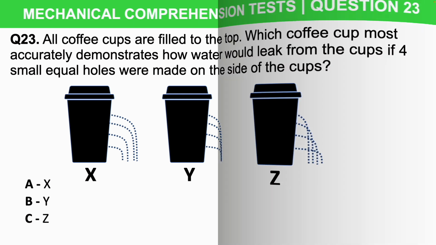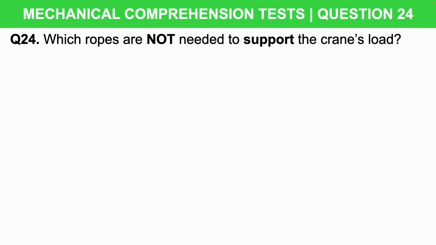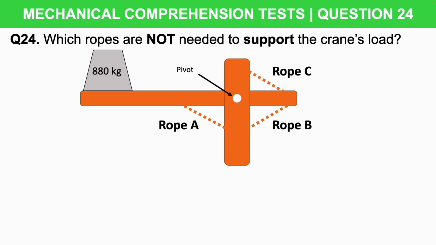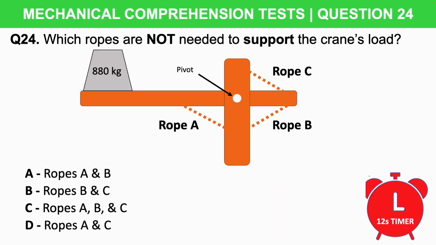Okay, remember to put your answer option in the comment section below and I'll mark it for you. Let's take a look at question 24, which is, which ropes are not needed to support the crane's load? Is it A, ropes A and B, B, ropes B and C, C, ropes A, B and C, or finally answer option D, ropes A and C? Let me know what you think in the comment section below. Here's your timer, it starts now.